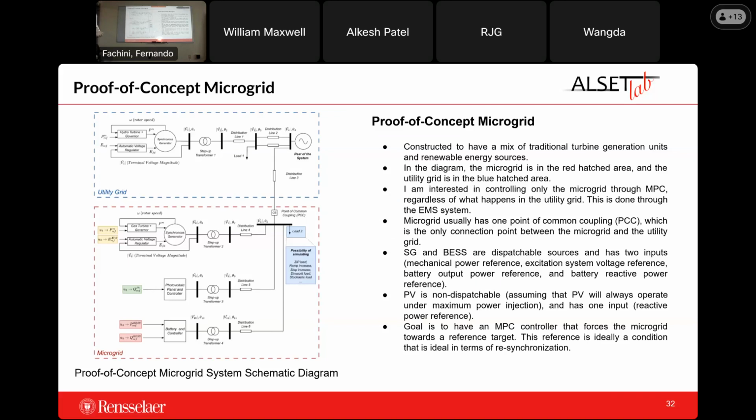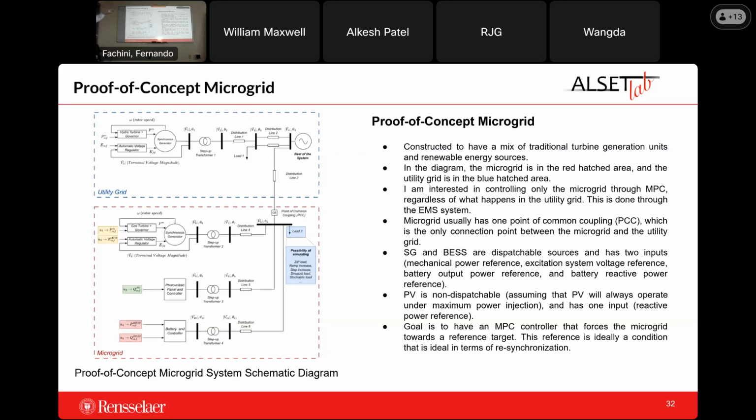Okay. And while I was implementing the MPC framework, I devised a proof of concept microgrid in order to test the components that I've used in conjunction with the MPC formulation. The proof of concept microgrid was constructed to have a mix of traditional turbine generation units and the renewable models that I've developed. In the diagram of the system, the microgrid is the one displayed in the red area, and the blue is the utility grid.